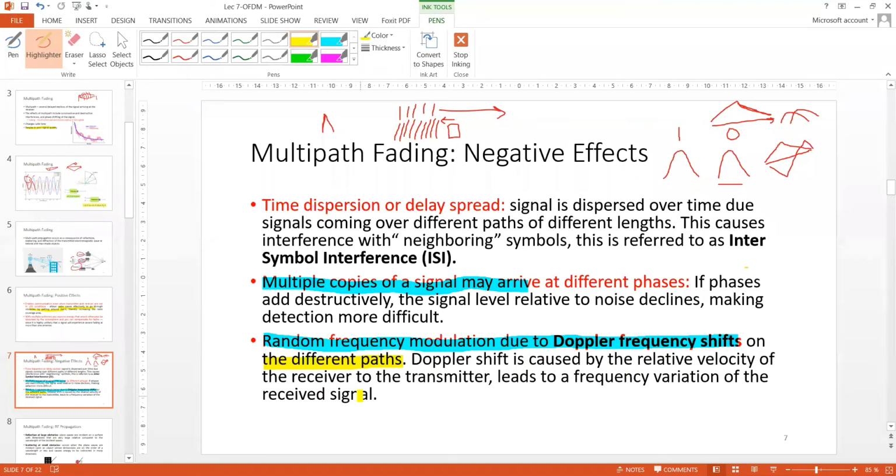Okay, so if the object is moving towards the base station, it might have a different frequency. If an object is moving away from the base station, it might have a different frequency. Okay, because the velocity of an object is changing with respect to the direction it is taking towards or away from the base station, and this can create variations in the frequency, which eventually results in multipath fading.